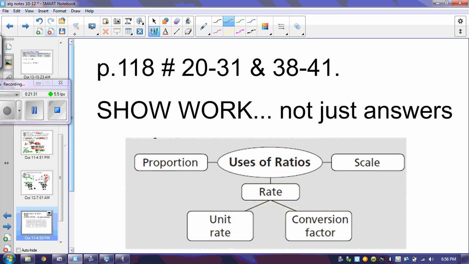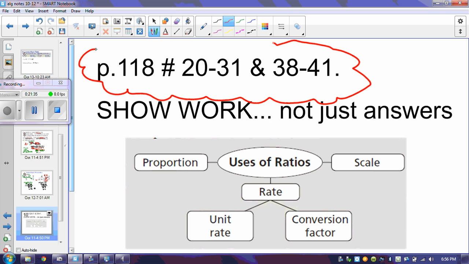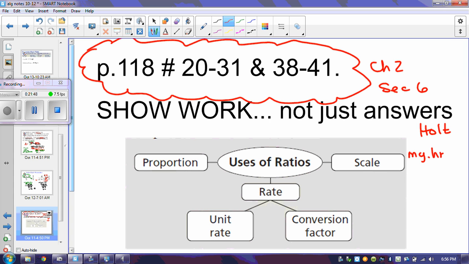So hopefully this gives you a much better feel for how to do the problems that you're required to have done for Monday. If you're still struggling, remember this comes from Chapter 2, Section 6 in our Holt Algebra book, and you can go to my.hrw.com and use your login information to watch more videos where Professor Edward Berger or his counterpart can help explain this a different way for you.